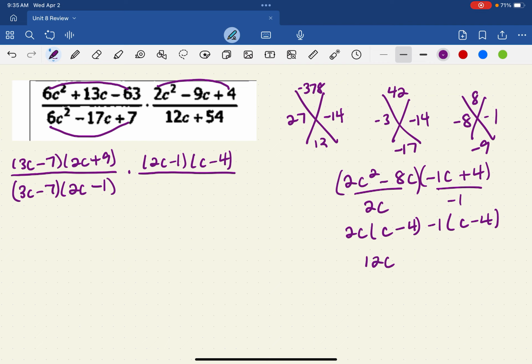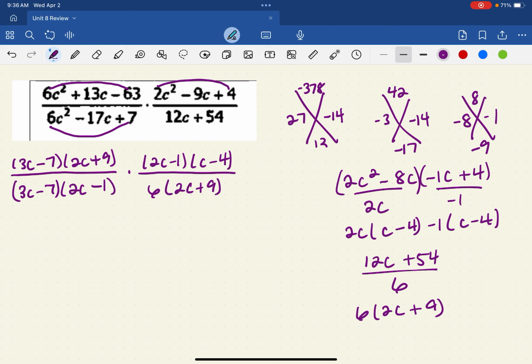And then 12c plus 54 has a GCF because they're both even. So I know I could take out an even GCF. I could take out a 2, potentially a 4. But I actually can take out 6. So 6 would be my GCF. And then I'm left with 2c plus 9. So 6 times 2c plus 9.